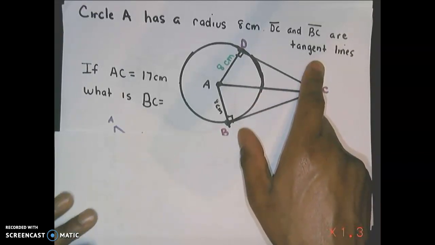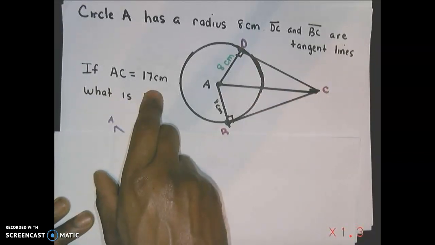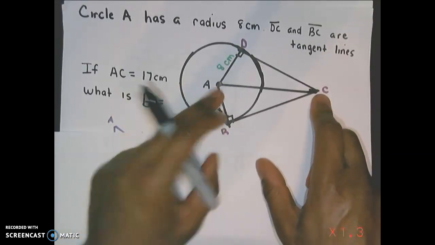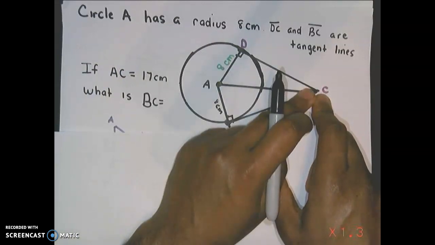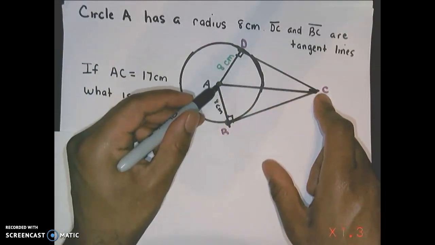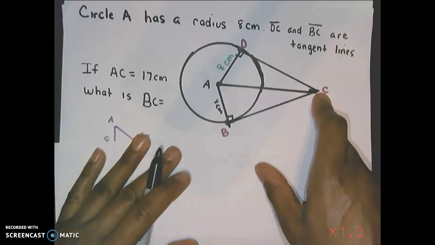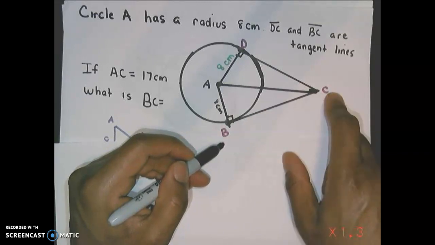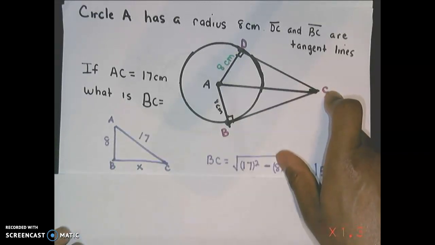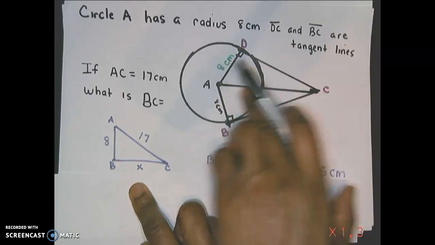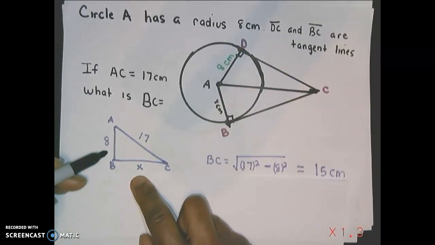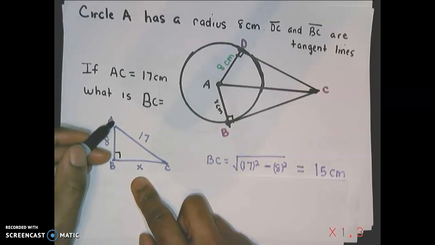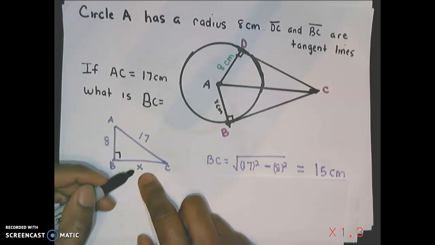So the question is saying if AC is equal to 17 centimeters, so this is AC here, this distance is going to be 17. And we know this distance AB is going to be 8. They want to know this distance BC. So I went ahead and wrote that over here on the side, because I could just extract this. This is just a right triangle. This length here is 8, this length here, my AC, is 17, and I want to find X.